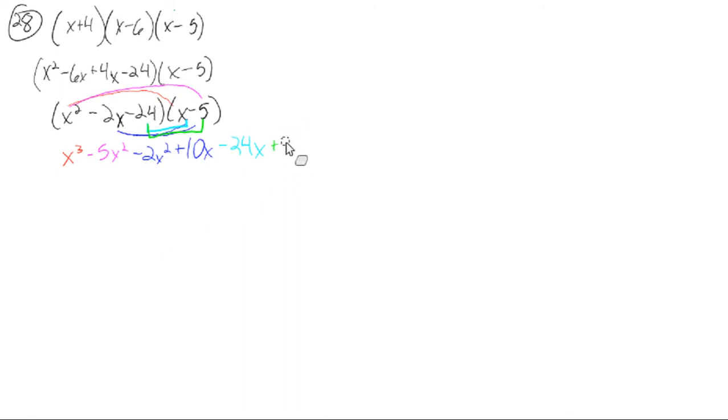It's 120. Okay, now we're going to collect like terms if possible. The x to the 3rd has no like terms, so it stays by itself. That's taken care of. We have x squared terms here, so we get -7x squared. And those are put together. Now we have 10x minus 24x, that's -14x. That's done, and we have a constant of 120.